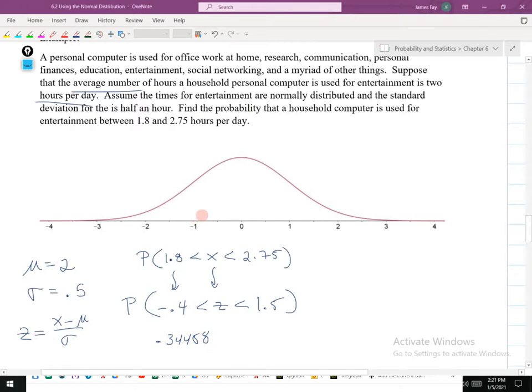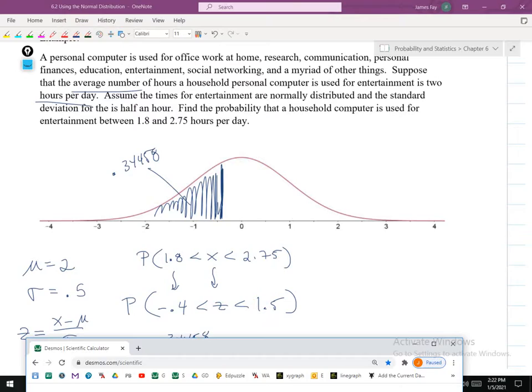Okay, so that is if we were to look at that blue area right there. That blue area is 0.34458, which makes sense because it's to the left of 0, which would be 50%. Now I want to figure out what is the Z-score attached to 1.5. So bring that back up.